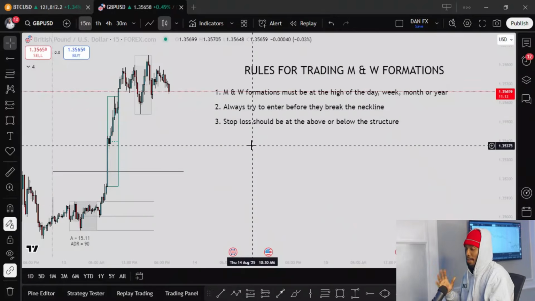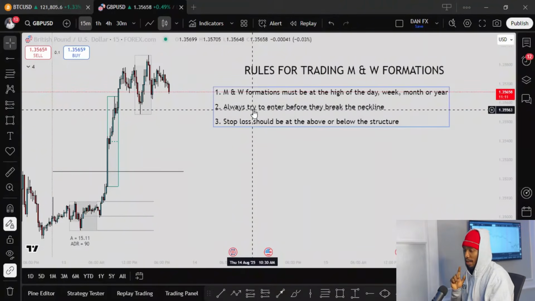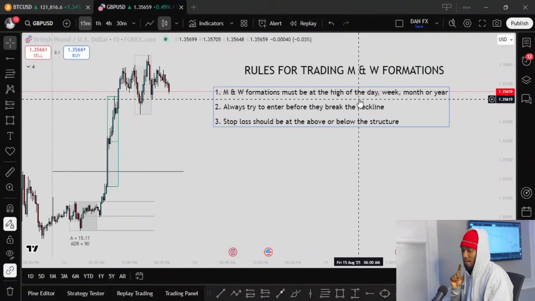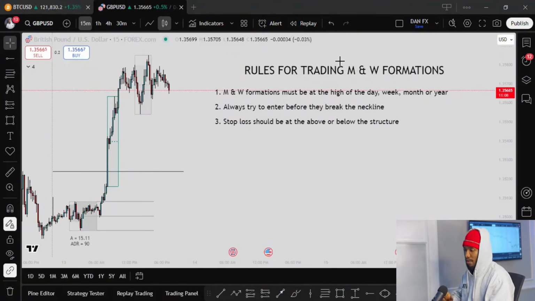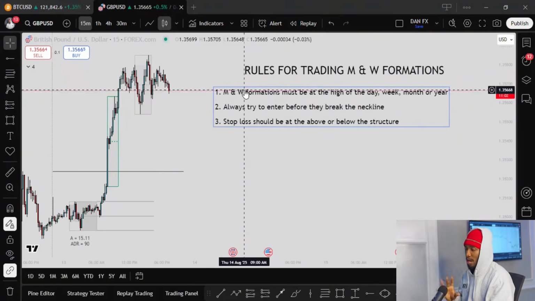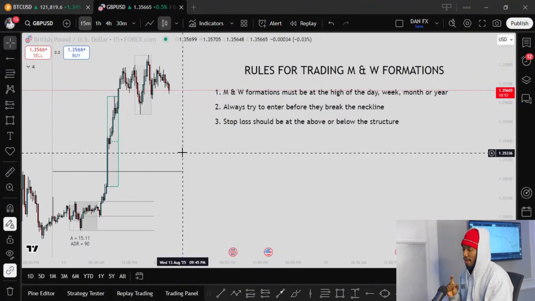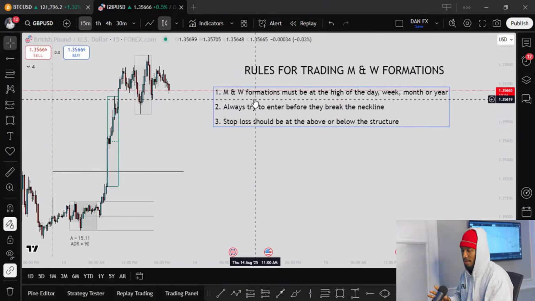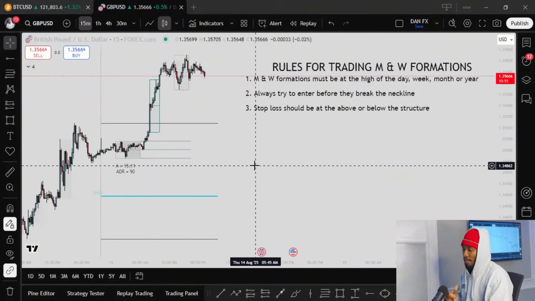What are the rules for trading M and W formations? The first rule is M and W formations must be at the high of the day, the high of the week, the high of the month, or the high of the year. This is very, very important because this is what's going to help you identify the right M and W formations to trade. If you don't follow this one rule, you're going to be seeing a lot of M and W formations everywhere.